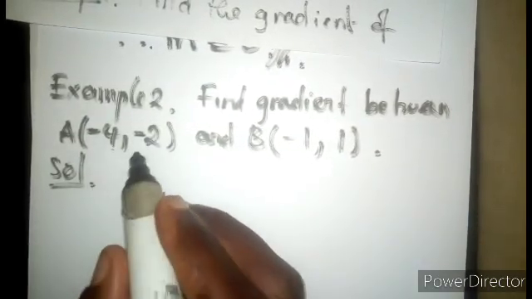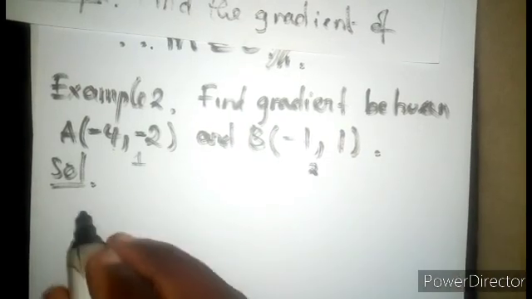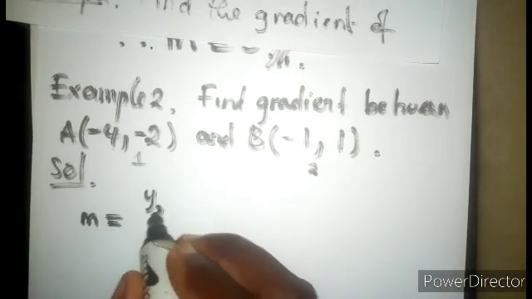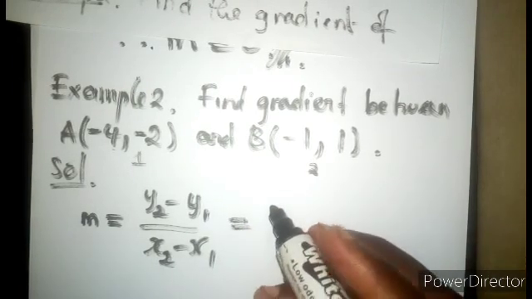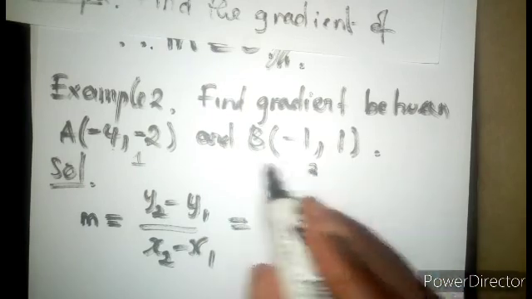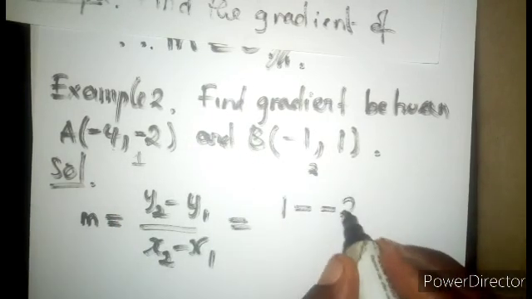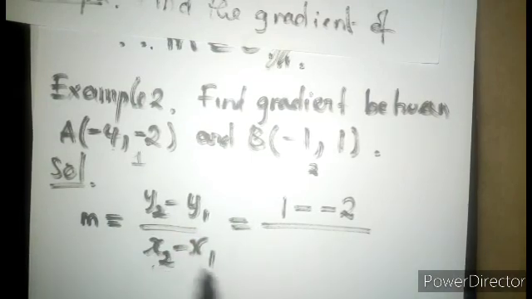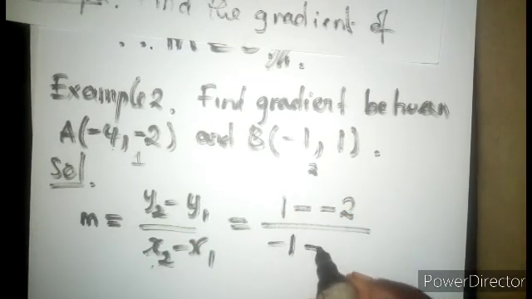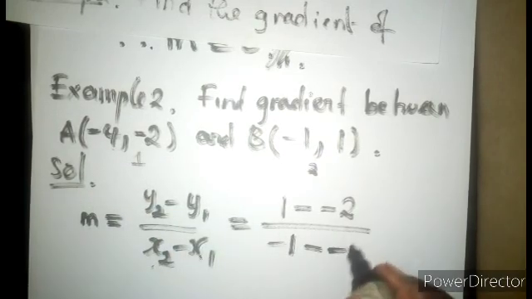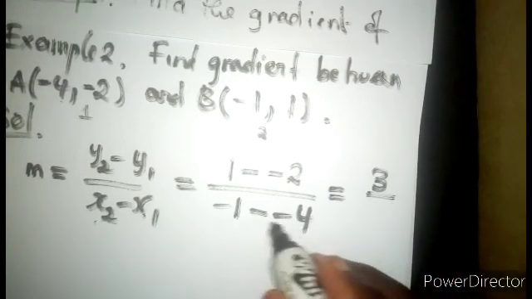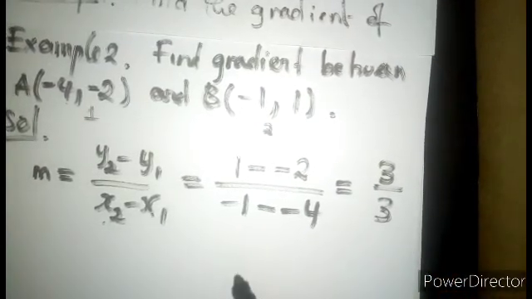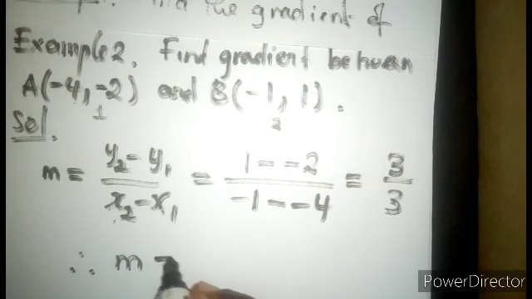We call this our first point and call this our second point. So the gradient, which is equal to y2 minus y1 over x2 minus x1, simply gives us y2, that's 1, minus y1, which is -2, all over x2, that's -1, minus x1, which is -4. Good. So we have 3 all over 3. Therefore, the gradient is simply 1.